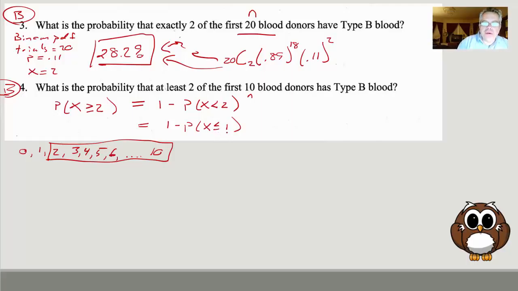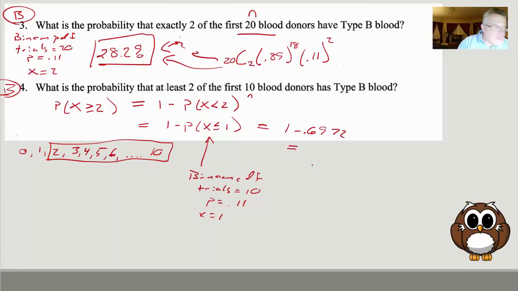Now, this one is one my calculator can do. So to find this value, we can use binomcdf. The trials is 10. The probability of success is 0.11, and we're interested in x equals 1. All right, when I did that, hopefully everything went okay, I got 0.6972. And when we subtract that from 1, we get 0.3028, which of course is 30.28%.